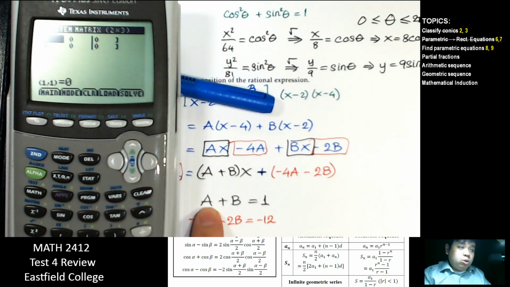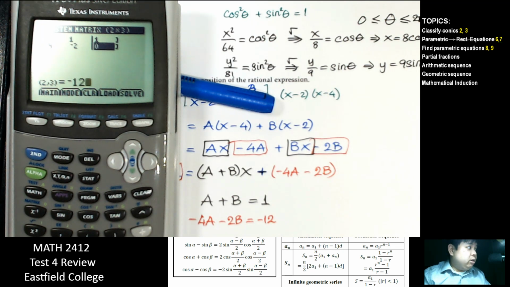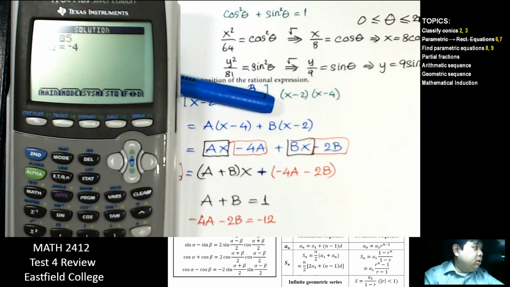The coefficient is 1 for A, 1 for B, 1, and negative 4 for A, negative 2 for B, and negative 12. When we solve, we have 5 and negative 4.